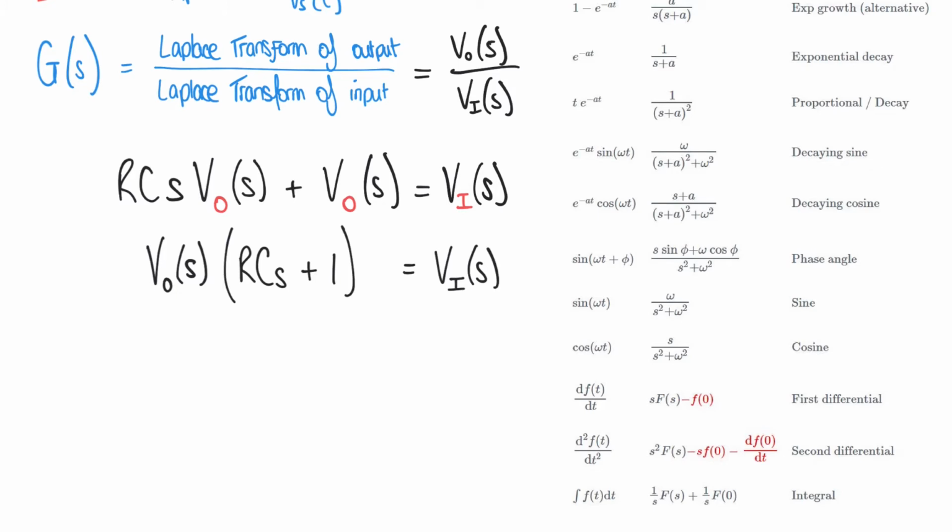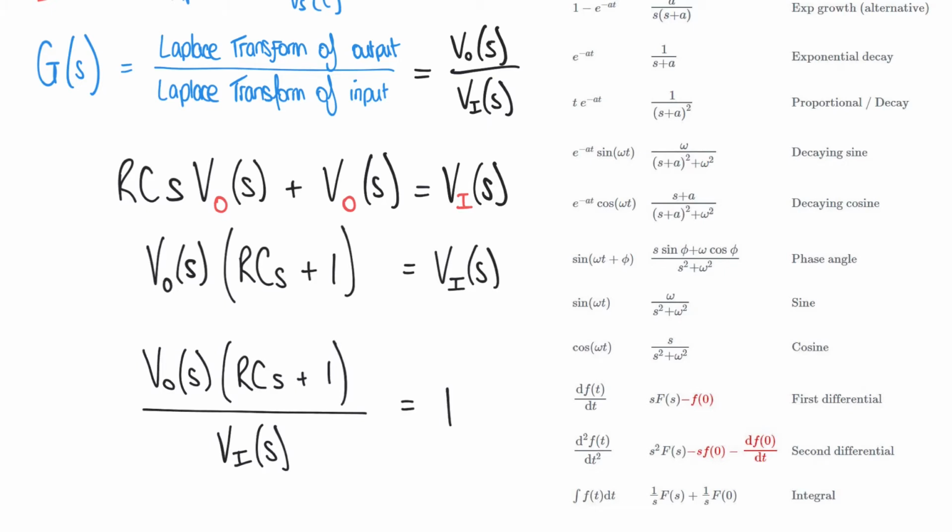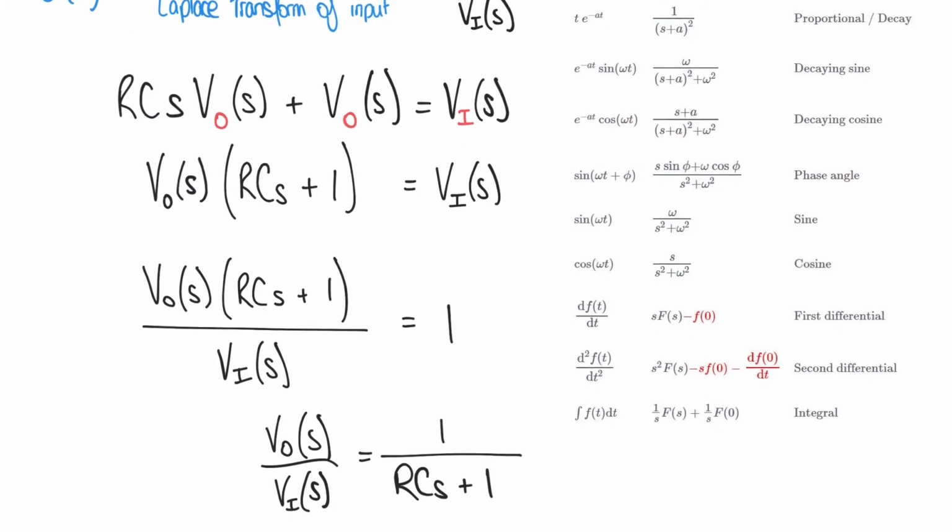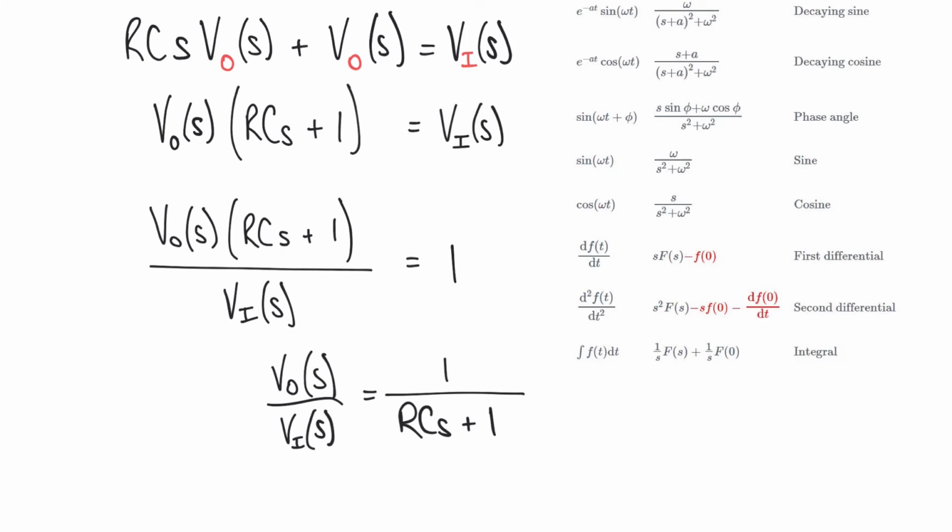So to do that, let's first divide both sides by VI of S, and we'll have something that looks like this. And then we'll divide both sides by this bracket here, RCS plus 1, and we end up with something that looks like this. So you'll notice on the left hand side here we have VO of S over VI of S. That's our transfer function, which we could also call G of S. And so our transfer function in this case is equal to 1 over RCS plus 1.